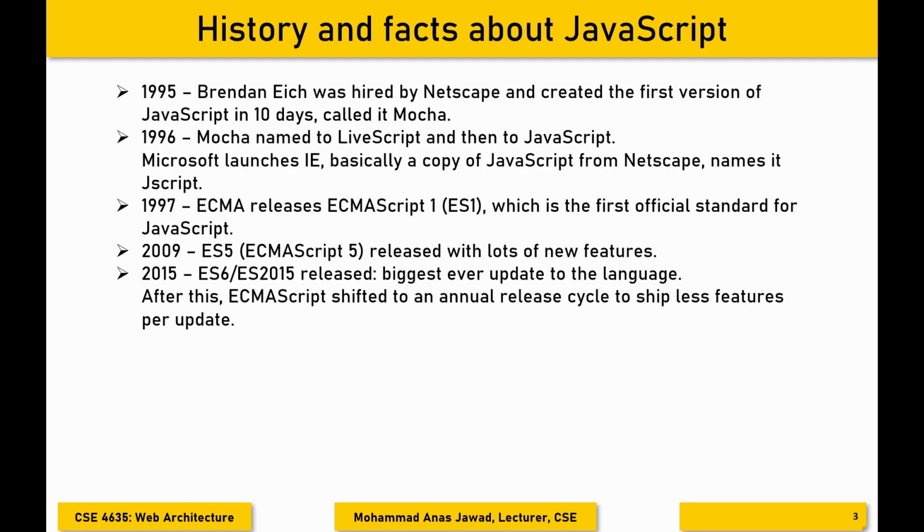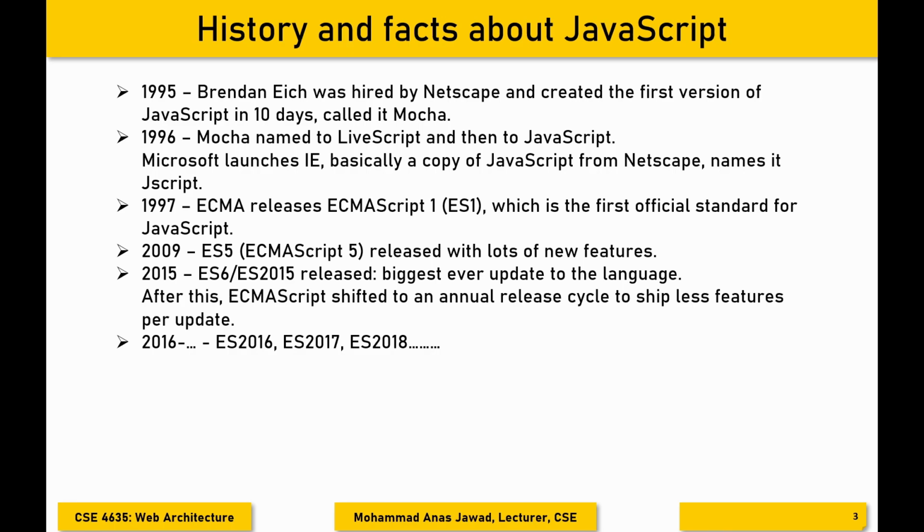Now, after 2015, ES shifted to an annual release cycle so that they did not have to deal with the hassle of shipping more features with each update. So since they are releasing different versions of JavaScript annually, they can ship fewer features per update. So after this, we have had different releases of ES in 2016, 2017, 2018, and so on.